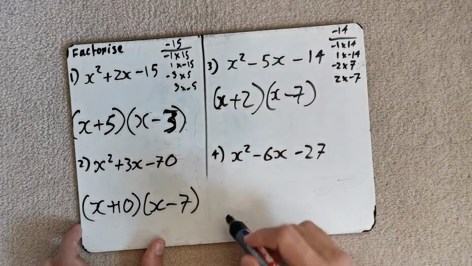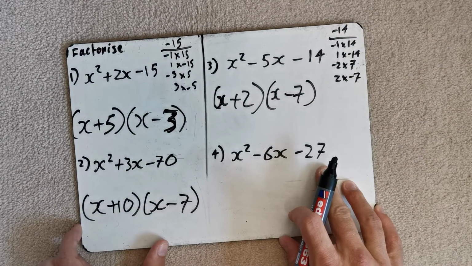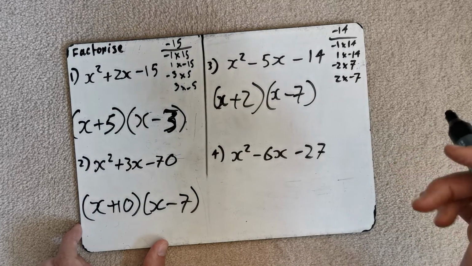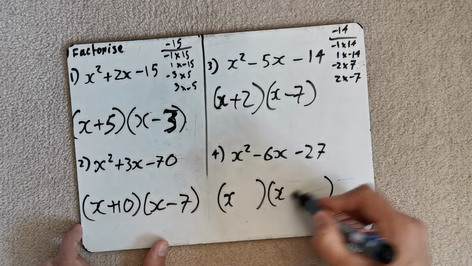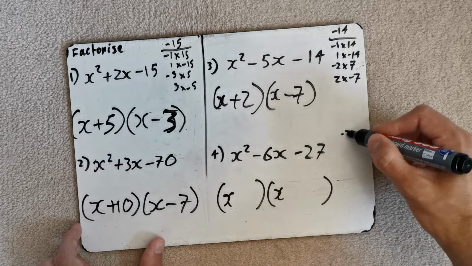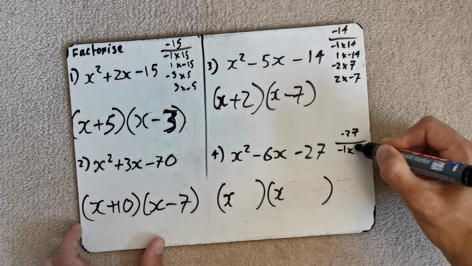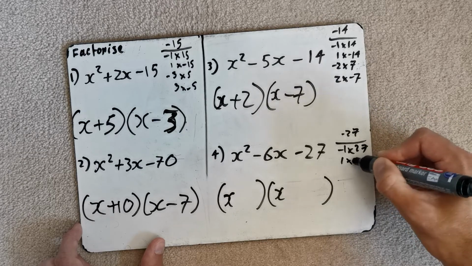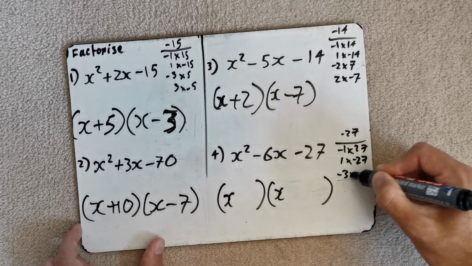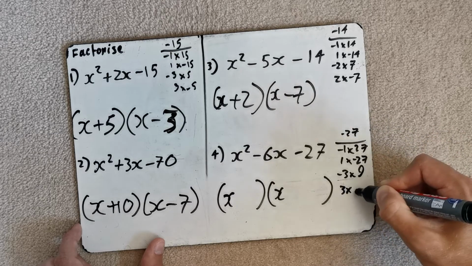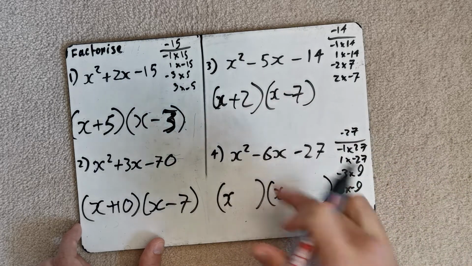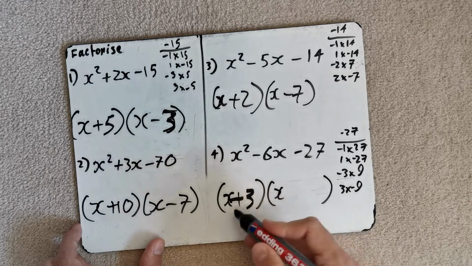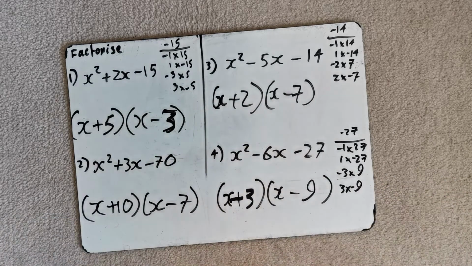Okay. And this last one, what multiplies together to make minus 27? That'll be 9 and 3. Which way round though? That's what we've got to figure out. So, to get minus 27, minus 1 times 27, that's not going to be that. It's not going to be this either. Minus 3 times 9, or 3 times minus 9. That gives you 6. That gives you minus 6. We want minus 6. So plus 3, and then minus 9. Okay, right, there's your answers. Hope that helped.